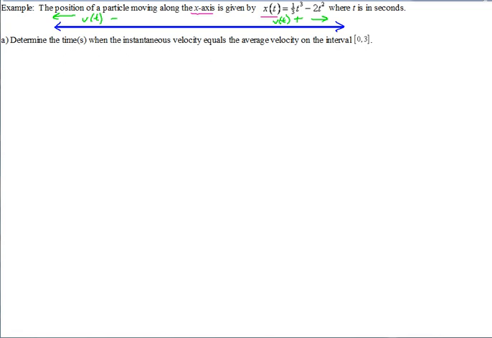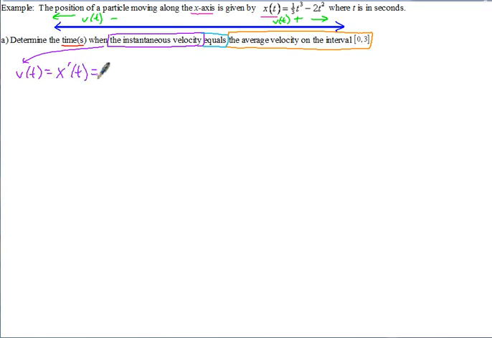So this one says determine the time or times when the instantaneous velocity equals the average velocity on the interval 0 to 3. So we've got both instantaneous and average in the same problem here. Instantaneous velocity, that's our velocity function, v of t. And that's just the derivative of the position function. So that's the same as x prime of t, which, using the power rule, 3 times 1/3 would just be 1, and then it reduces the exponent by 1, so t squared, minus the derivative of 2t squared would be 4t. So that's our instantaneous velocity.